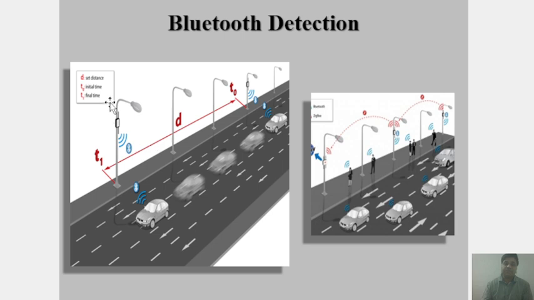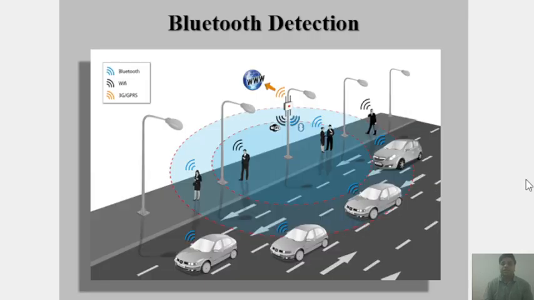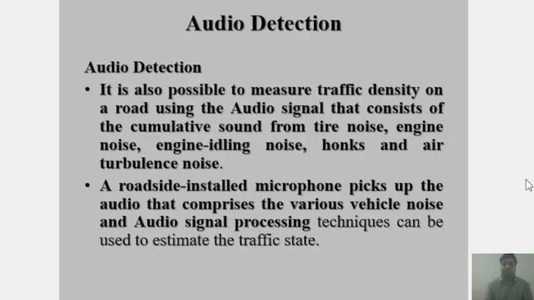So for the Bluetooth data, some detectors are there. You can see the traffic poles. At the traffic poles some sort of detectors are there. From where the vehicle is moving, and how much time it is taking to move from one pole to another pole, we are able to collect the data. Likewise we can calculate the travel time and the origin and destination of the vehicles on the road. So this is the Bluetooth detection.